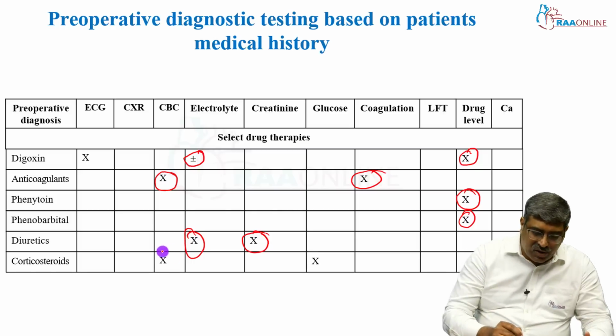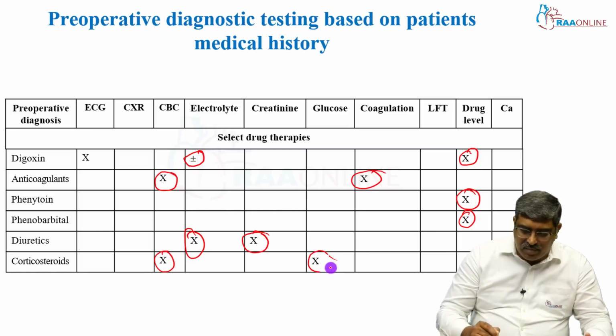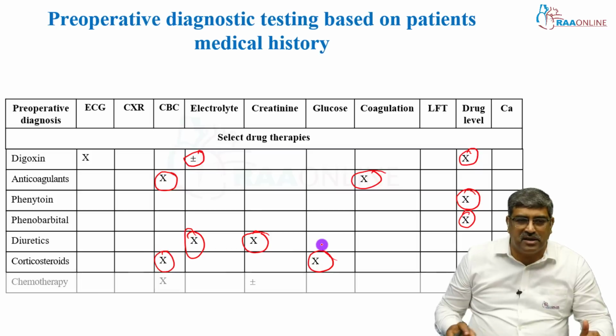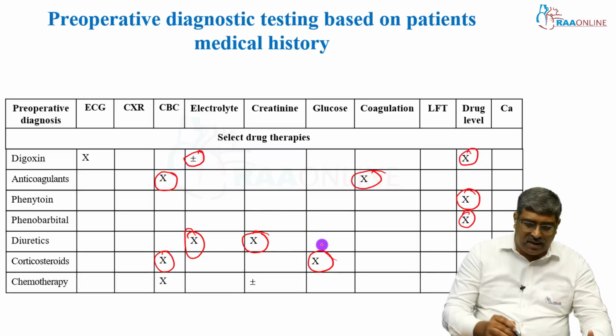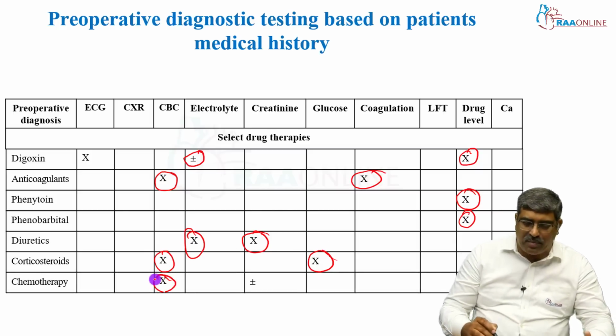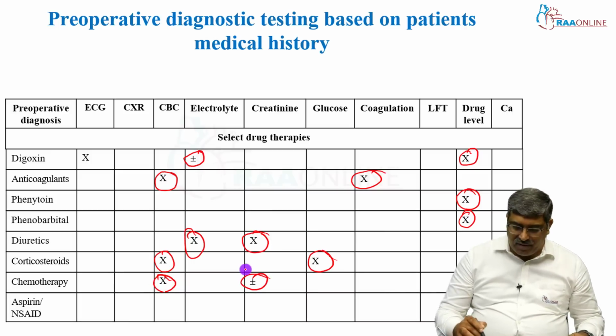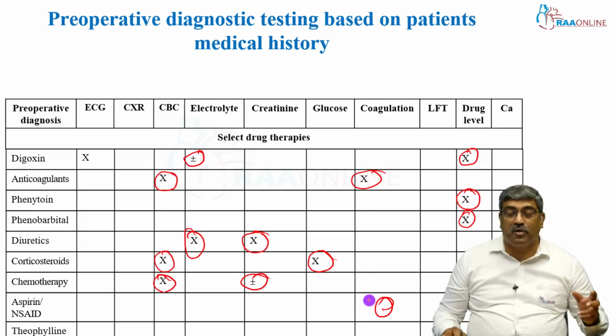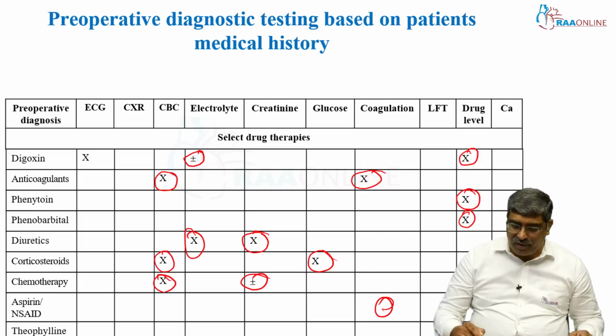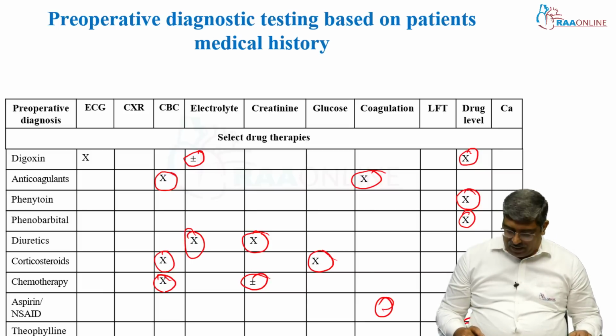With steroids, you have to look at the CBC and blood glucose level. They can cause hyperglycemia. With other chemotherapeutic agents, your complete blood count and renal status should be assessed. Aspirin, if bleeding is there, maybe you have to do the coagulation testing. Theophylline, you have to do a drug level.